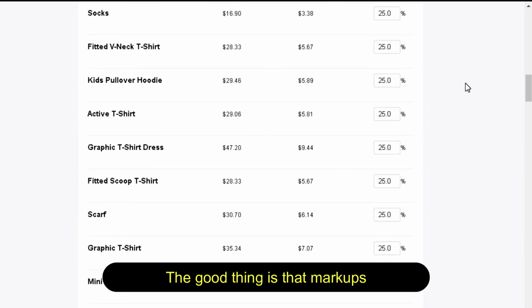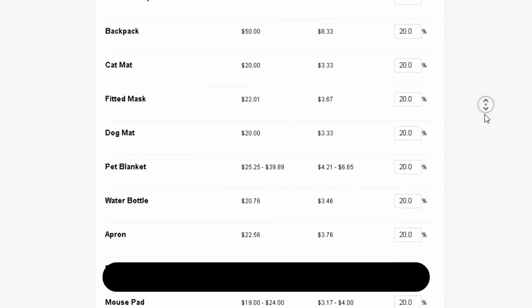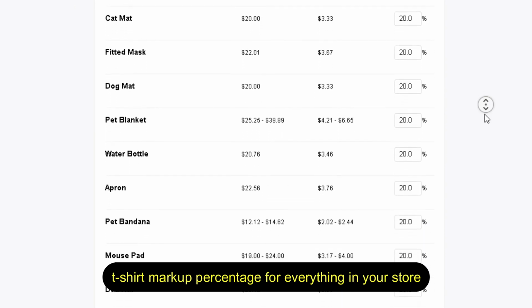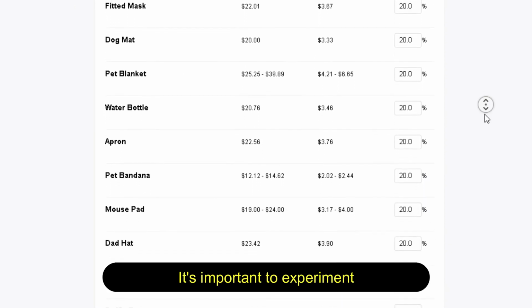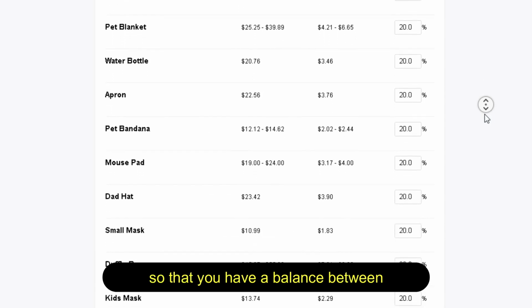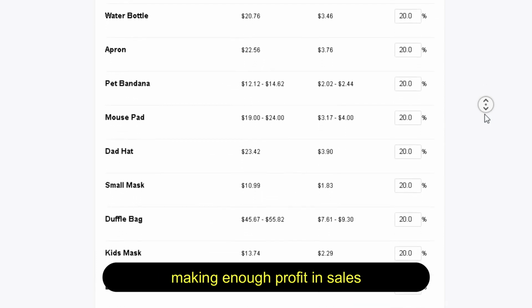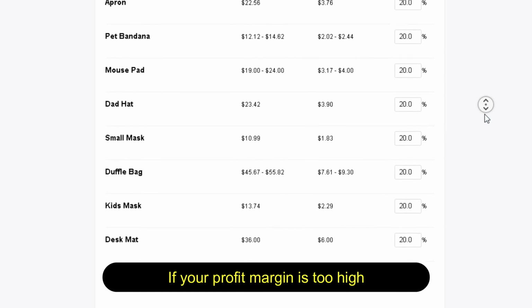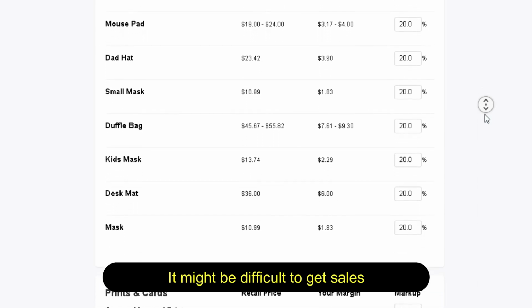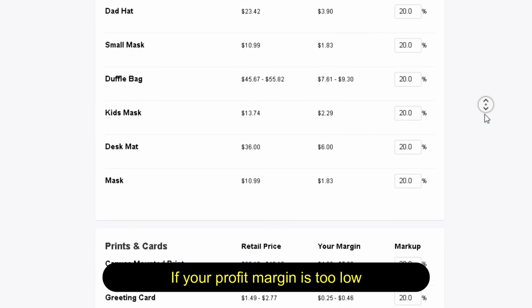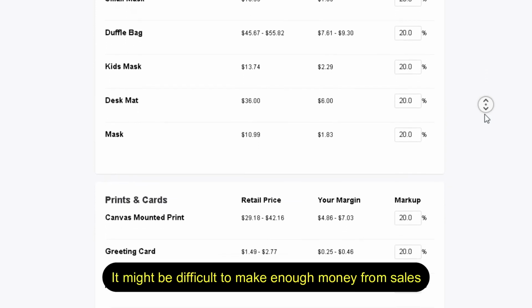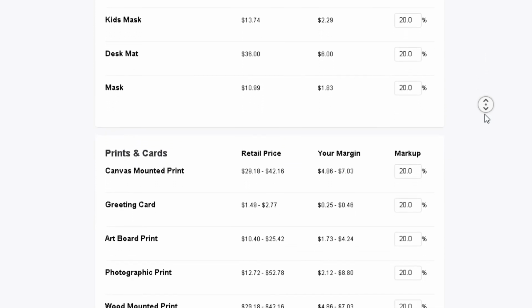The good thing is that markups can be adjusted individually. This means that you don't need to have the same t-shirt markup percentage for everything in your store. It's important to experiment with your Redbubble pricing so that you have a balance between making enough profit and sales. If your profit margin is too high, it may be difficult to get sales. If your profit margin is too low, it may be difficult to make enough money from the sales you make.